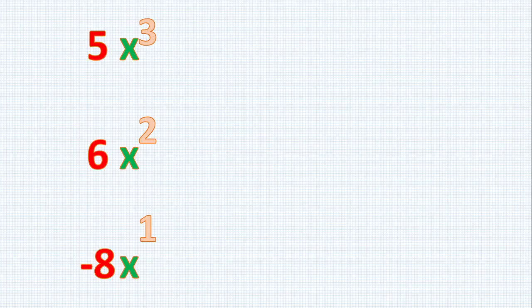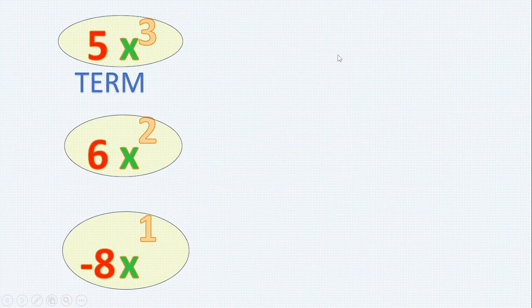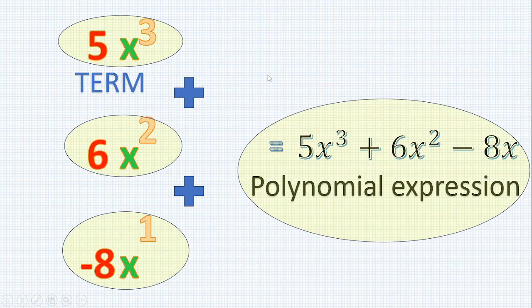Polynomials sound like a fancy term, but hey, they're not at all complicated. Just take some real numbers. Now multiply them by a variable which has been raised to whole number powers. What you get are known as individual terms. Now add these terms together. What you get is a polynomial expression. Isn't that easy?